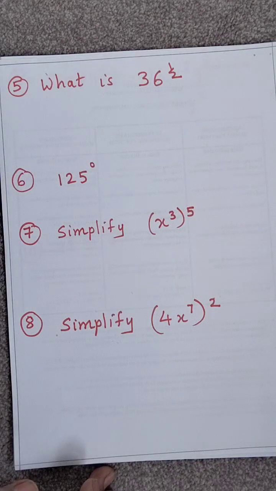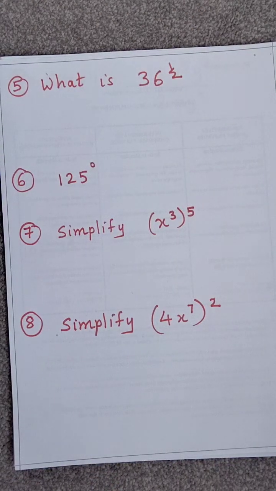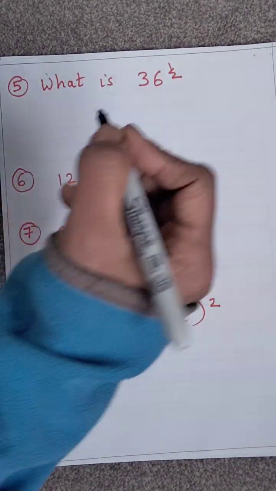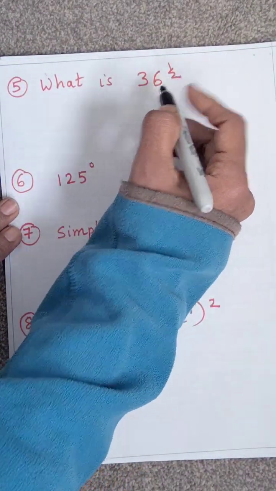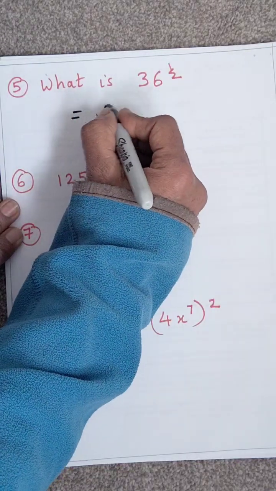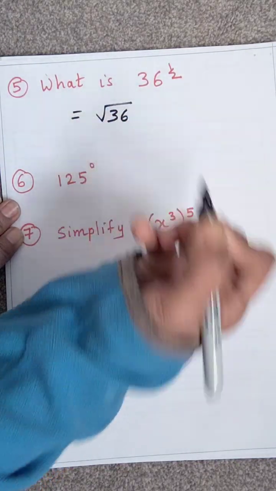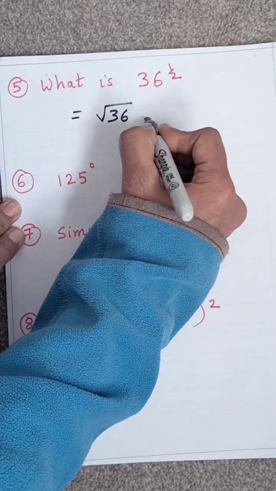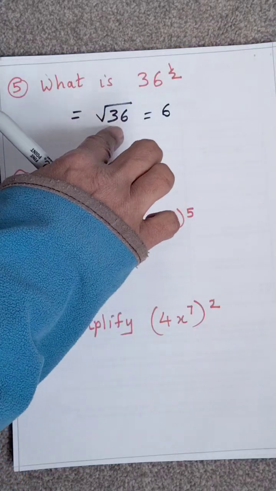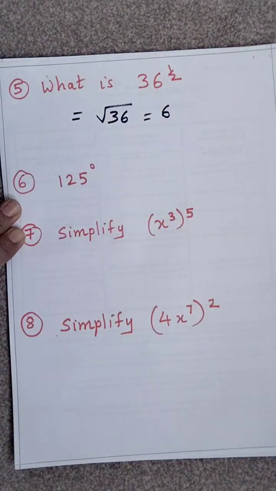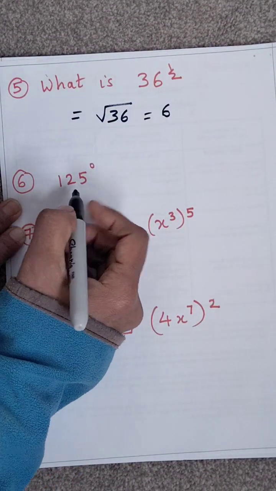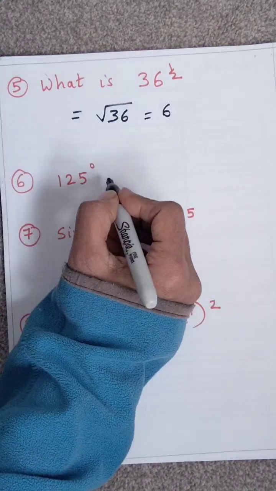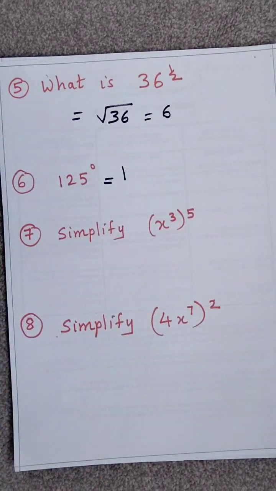Another question now. Question number 5. What is 36 raised to half? It is the second root, or square root. So the square root of 36. The square root symbol we don't have to write, it is understood. It is 6, because 6 sixes are 36. So the answer is 6. This is very easy. 125 raised to 0. Any number raised to 0, the answer is 1.